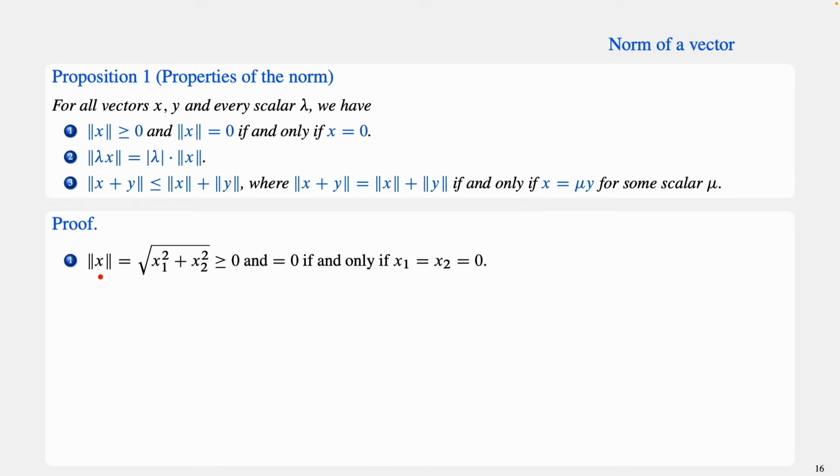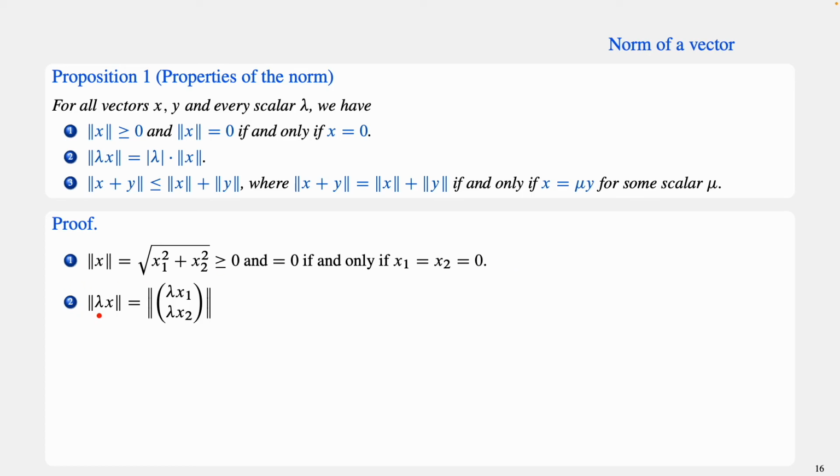Now for the first part, recall that the norm is defined to be the square root of x1 squared plus x2 squared. And well, here we add two numbers that are greater or equal to 0. And if we take the square root, it's still greater or equal to 0. And we get 0 under the square root precisely if these two summands here are both 0. And yeah, the square of a number is 0 if and only if the number itself is 0. So here we get equal to 0 if and only if both of the coordinates are 0 themselves. So this means x is the 0 vector.